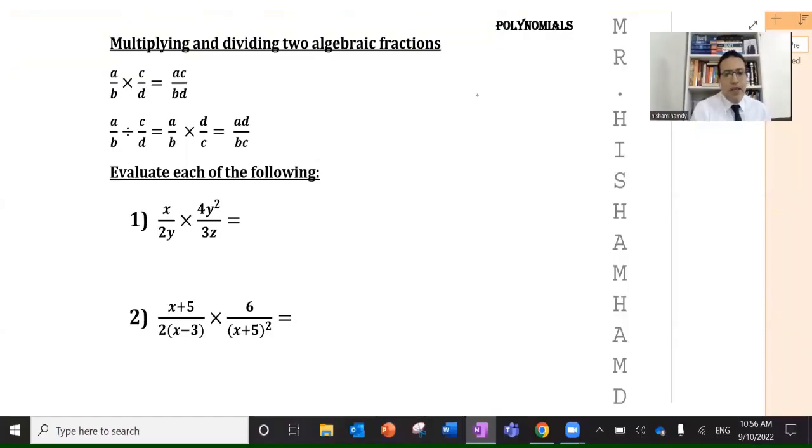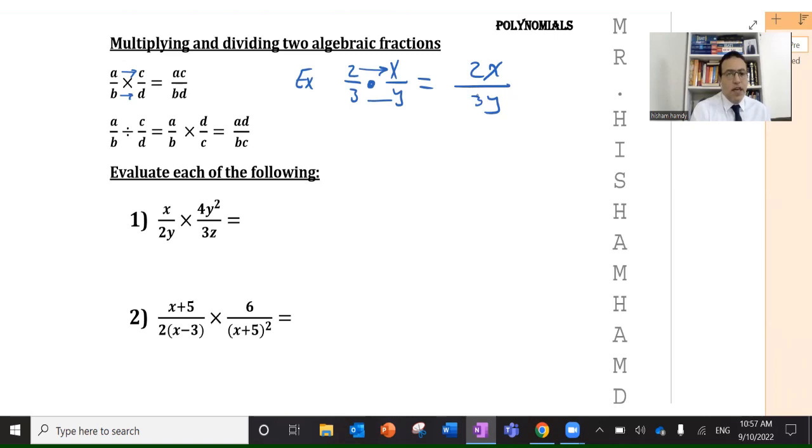How we can multiply and divide two algebraic fractions. a over b multiply c over d is equal to ac over bd. So all I have to do is multiply up and multiply down. For example, 2 over 3 multiply x over y. Notice this is considered as multiplication. So 2 by x and 3 by y.